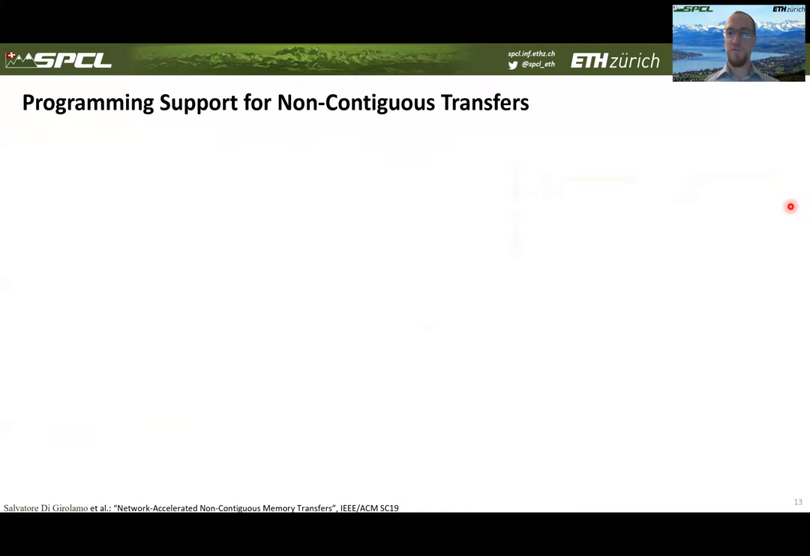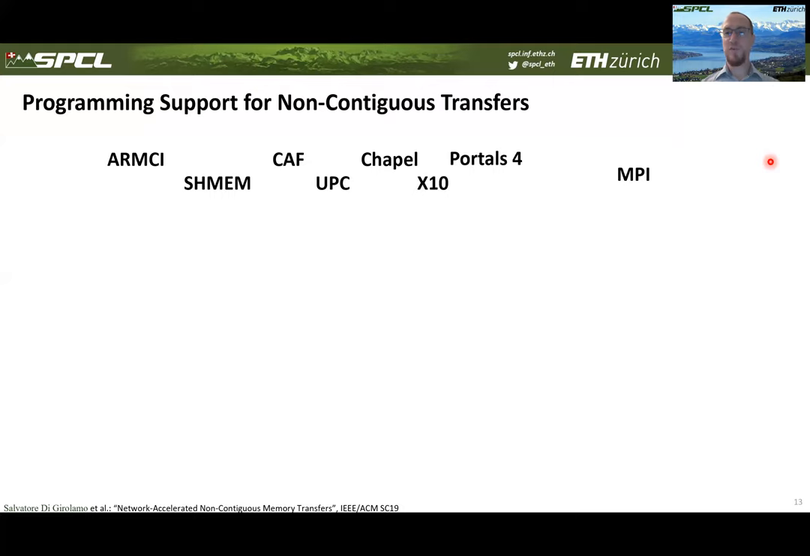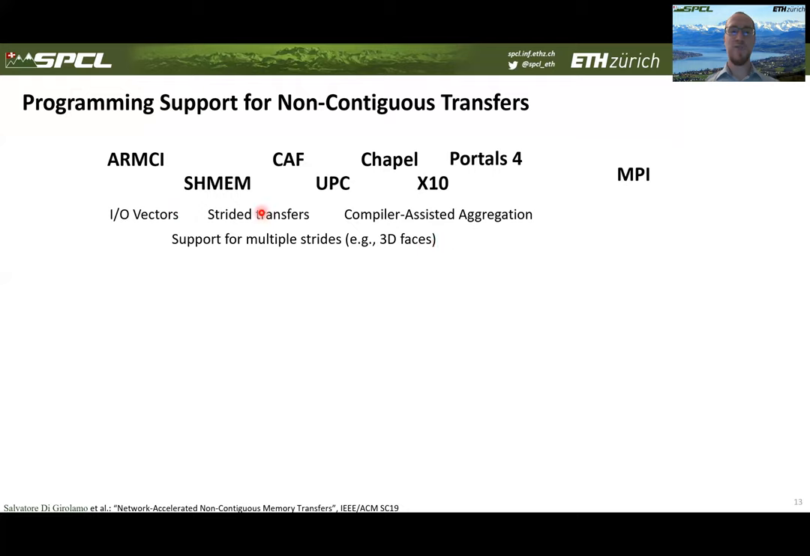But let me go a little bit further and give you an overview of how we could support these non-contiguous transfers in various programming models, for example, RMA, SHMEM, CAF, UPC, Chapel. Basically every high performance distributed memory programming model has some form of supporting this extremely important communication pattern for data access. And they have various ways to do this: IO vectors, strided accesses or strided transfers, compiler-assisted aggregation, and so on.